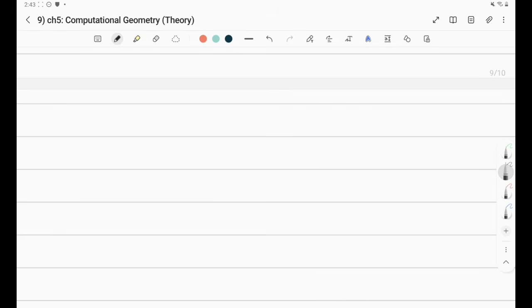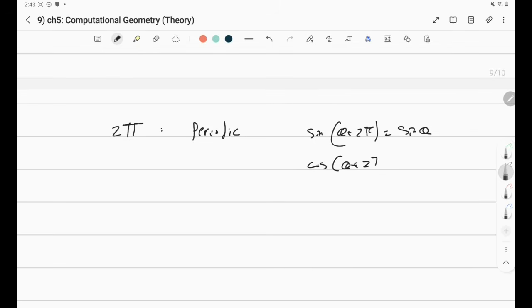So first of all, I want to tell you that whenever you have 2 pi involved, you should know that all trig functions are periodic with period 2 pi. They have this period, and this does not affect the function. So you should remember that it's periodic. That means if you have sine of theta plus 2 pi, then just get rid of the 2 pi. It's just sine theta. Same thing for cosine: plus 2 pi is the same, cosine theta.